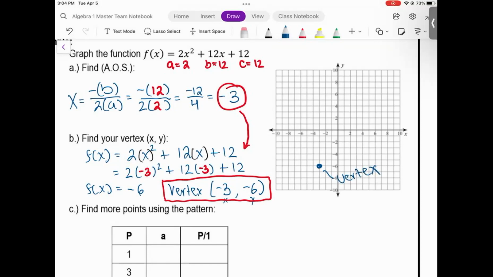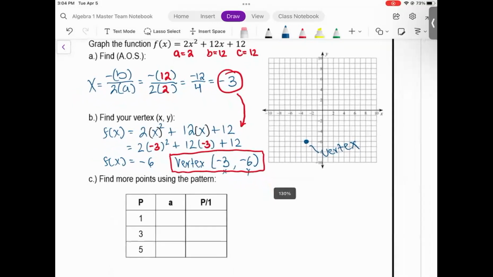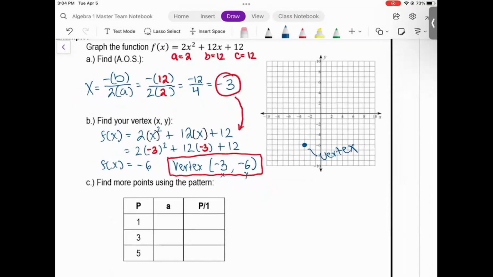Now, remember from last week, to be able to find the rest of the points, you're going to be using your pattern. And the pattern is going to be 1, 3, 5. Now, what are we going to do with that pattern? We're going to take our A value, which in this case we know is 2, and we're going to multiply our pattern by 2. We get 1 times 2, which is 2, 3 times 2, which is 6, and 5 times 2, which is 10. And remember, our pattern is always going to be over 1.